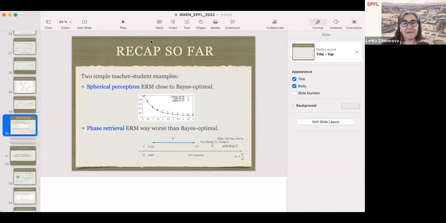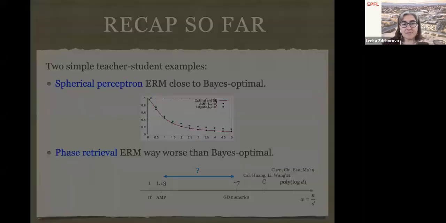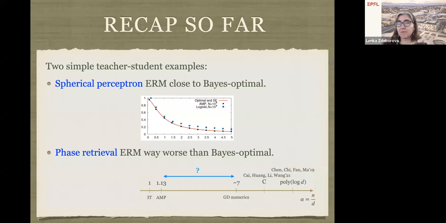Here. Right. So they are both a special case of this teacher-student setting. The only thing that changes is that the teacher neural network in the spherical perceptron uses a sign function to generate labels. In the phase retrieval, it uses an absolute value to generate labels. Otherwise, everything is the same.